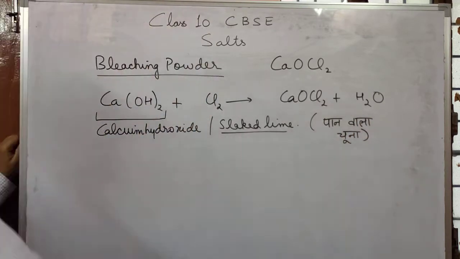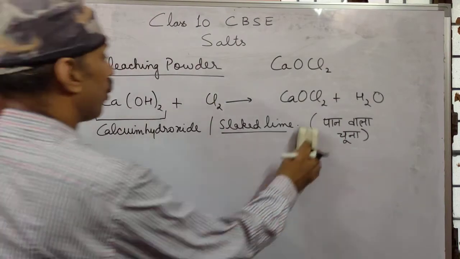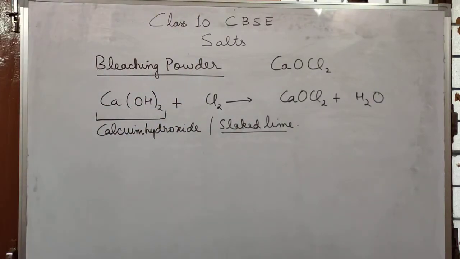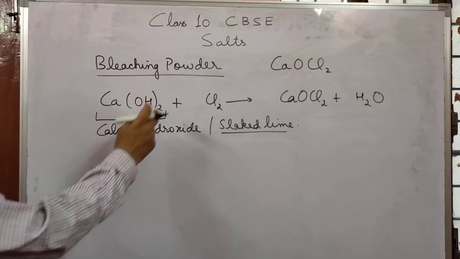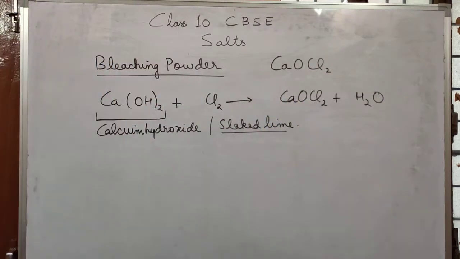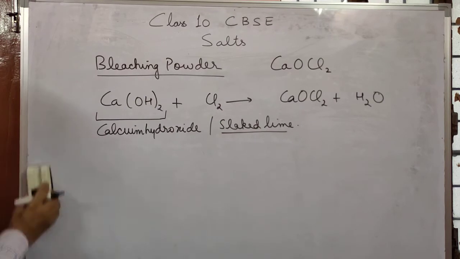चूना हिंदी में लिख दिया मैंने, पान वाला चूना. That is the slaked lime. So how are we going to prepare this? You take slaked lime solution and through this you can pass the chlorine gas and you will get a salt known as bleaching powder, and of course water will also be prepared.